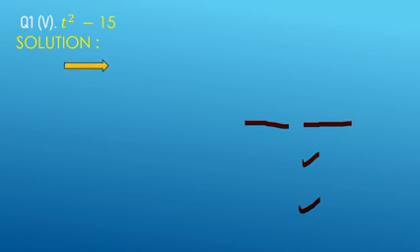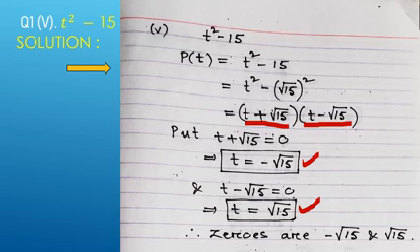Again, let us take up Roman number 5 or question number 1 again. The given polynomial is in the variable t, so let us use p of t. Here p of t is given as t square minus 15. 15 is the square root of 15 whole square. So t square minus square root of 15 whole square. Applying the algebraic formula, a square minus b square, it comes out as a plus b and a minus b.